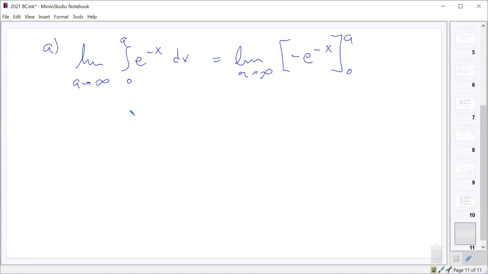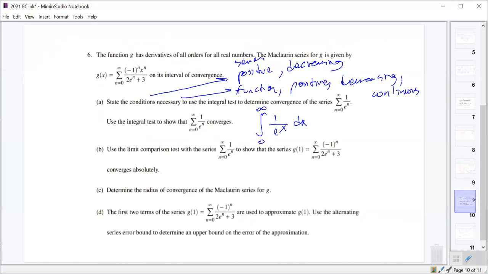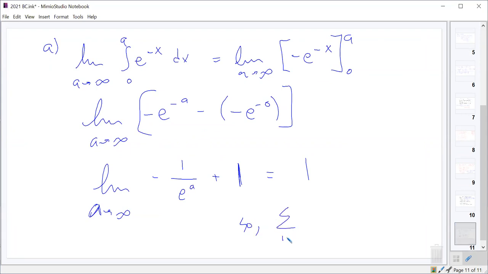Everybody good with that? Sure. That gives us the limit as a approaches infinity of negative e to the negative a minus negative e to the negative 0. Now, what does that become? That becomes the limit as a approaches infinity of negative 1 over e to the a, and then plus e to the 0, so just plus 1. And as a goes towards infinity, this becomes 0, so the whole thing becomes 1, right? And so we've shown that the integral itself converges, therefore the series converges. I think that's all they wanted to show. Yeah, use the integral test to show that it converges. So we'll say the sum from n equals 0 to infinity of 1 over e to the n also converges.